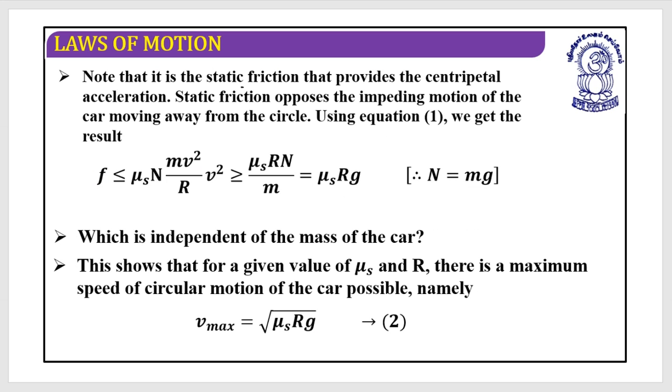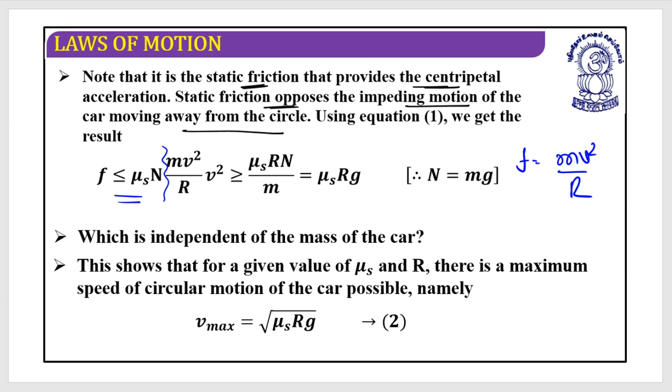Note that it is the static friction that provides the centripetal acceleration, and static friction opposes the impending motion of the car moving away from the circle. So it is the force which helps us so that my car does not move away from the circle. Now if I put all the relations, then I can have F equals mu_s into N, and F equals mv square by r.